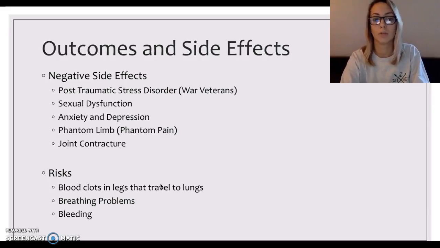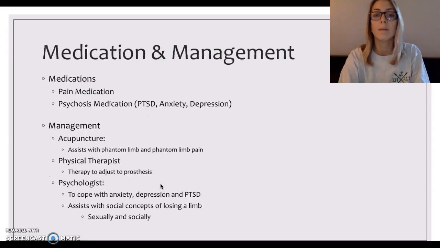Risks are also included, which are blood clots in the legs that may travel to the lungs, breathing problems, and bleeding. Medication and management of these patients could include pain medication, psychosis medication, like for PTSD, anxiety, and depression.